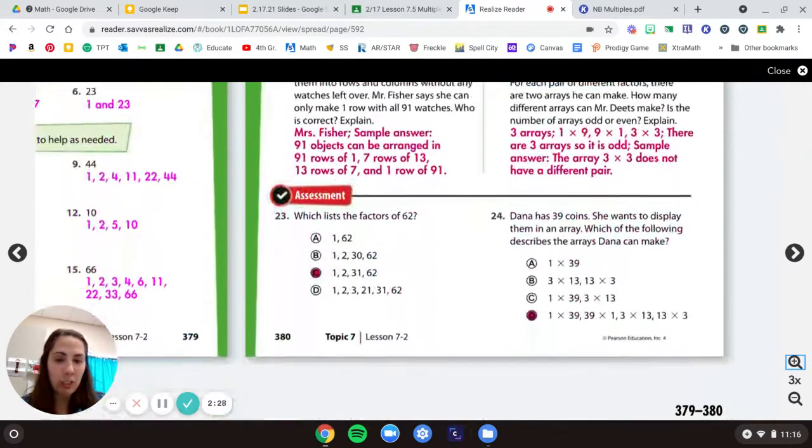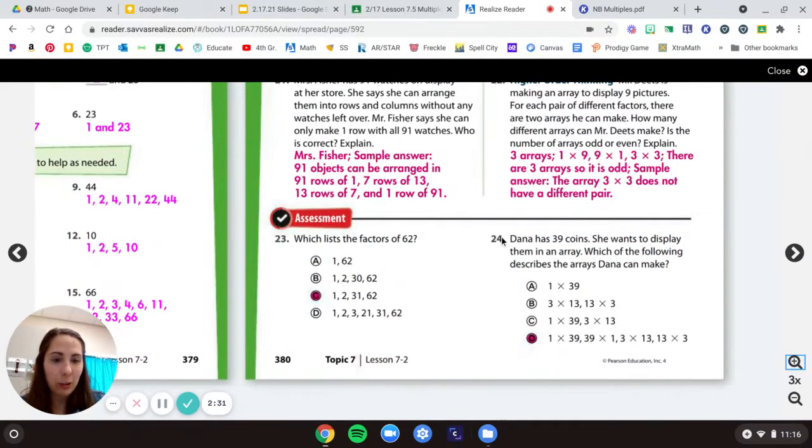Then the last one was tricky. Okay, so you know Dana has 39 coins. She wants to display them in an array. So you have to figure out all the ways she could make it. Now, you might have picked C, 1 times 39 and 3 times 13. That is a good answer, but this one is better because we can flip them. I know we didn't talk about that, so this is a really tricky one. So if you pick C, I would count that for this one. C or D are good answers for 24. All right, so that was our homework from yesterday.